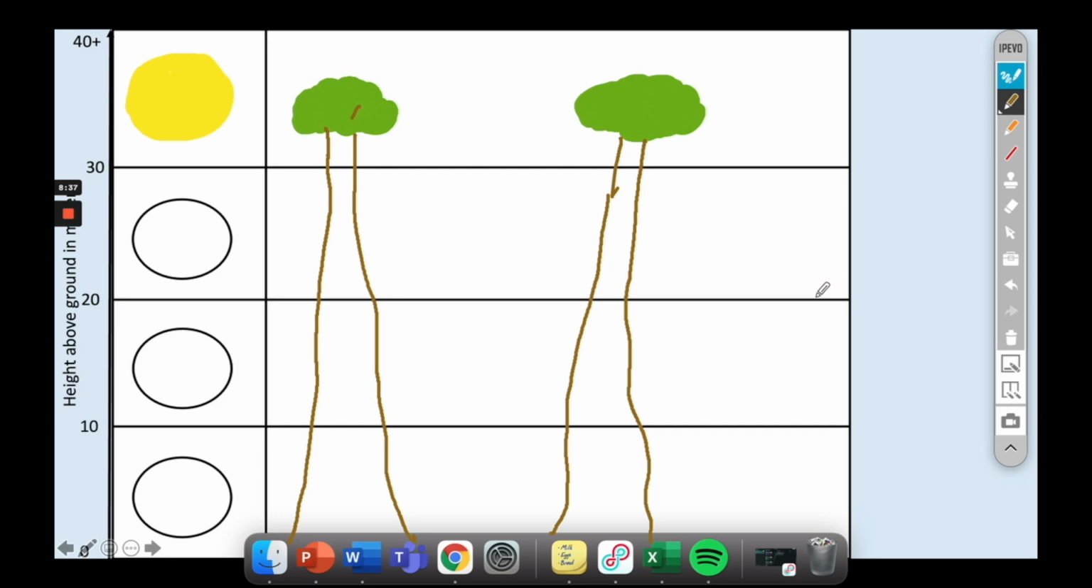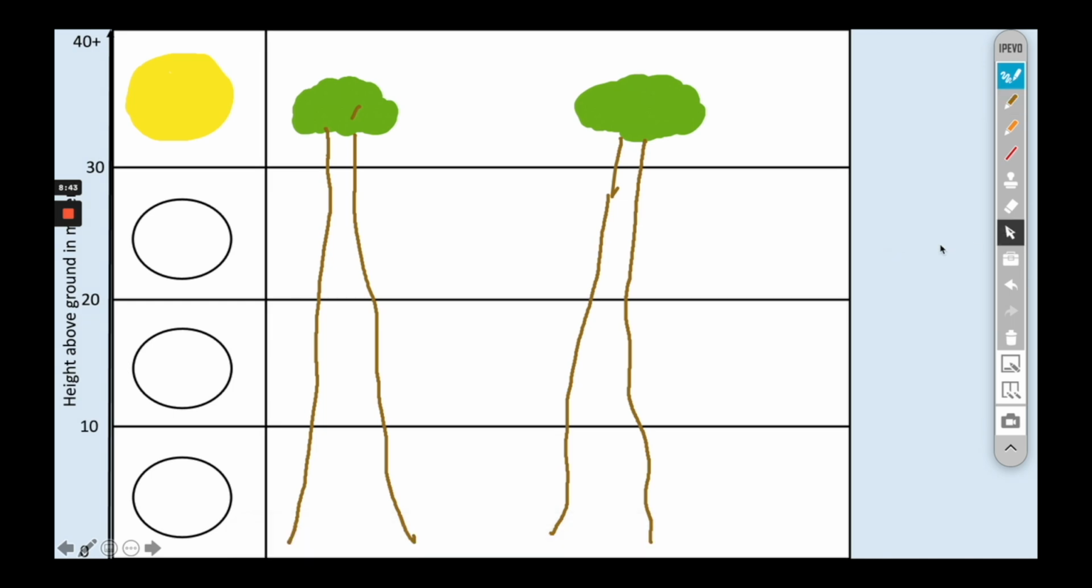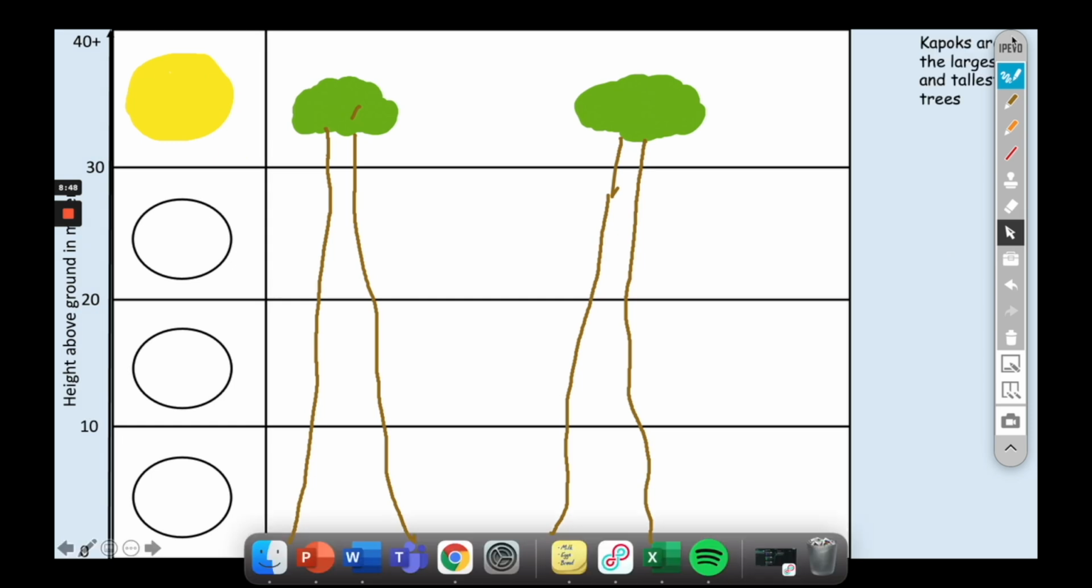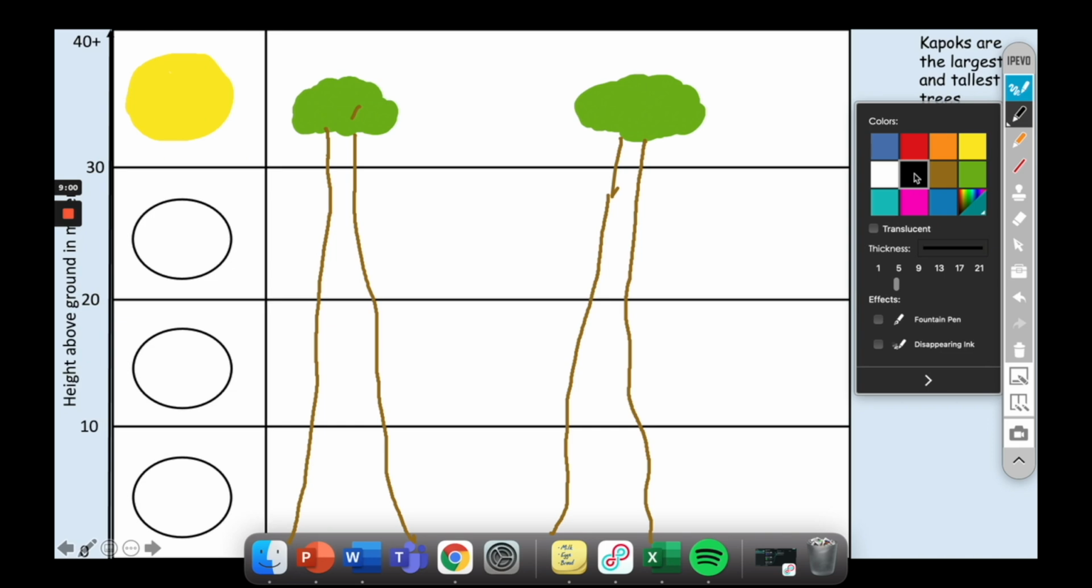So that is the emergent layer. And we can label that our emergent layer, that has kapok, and these are the largest and tallest trees. So kapok are the largest and tallest trees, and we find those in the layer that we call the emergent layer. So we can label that this is the emergent layer.